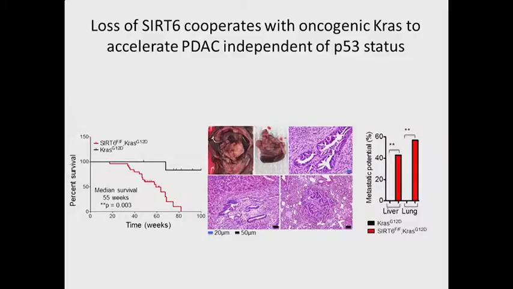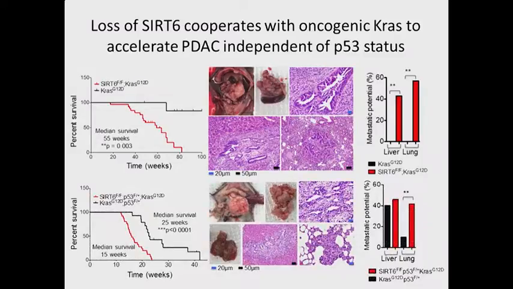PDAC in vivo. So I crossed our SIRT6 conditional knockout mice into a very well-established mouse model of pancreatic cancer, in which oncogenic KRAS is expressed specifically in the pancreas. As you can see, loss of SIRT6 cooperates with oncogenic KRAS to dramatically accelerate PDAC. The SIRT6 knockout mice had very highly disseminated disease. It was very aggressive and metastatic to both the liver and the lung. And this was true independent of p53 status, thus establishing that SIRT6 is a potent tumor suppressor in pancreatic cancer.